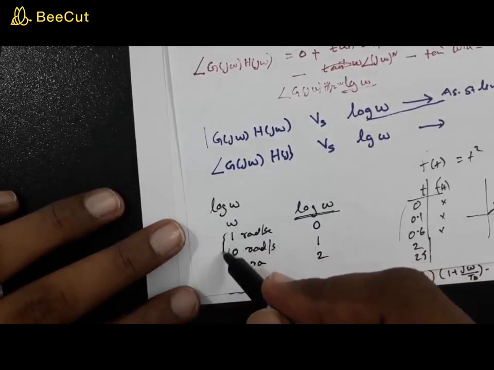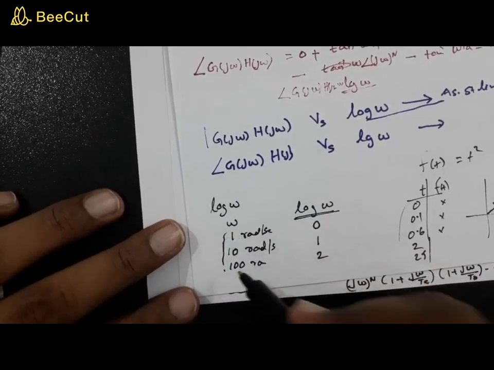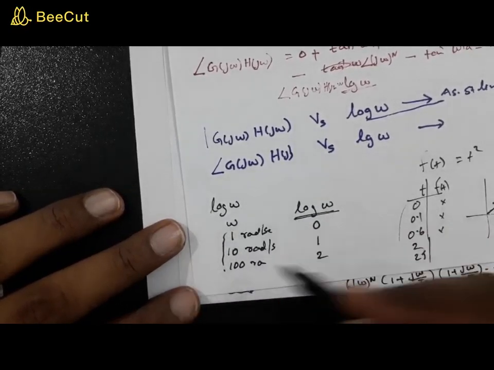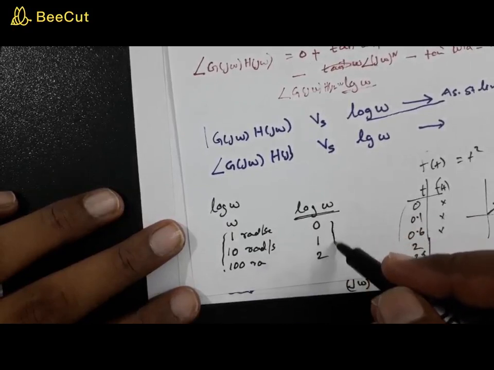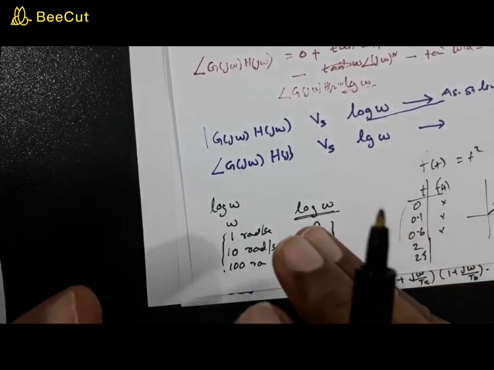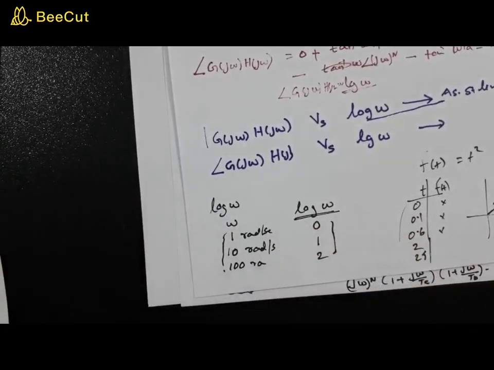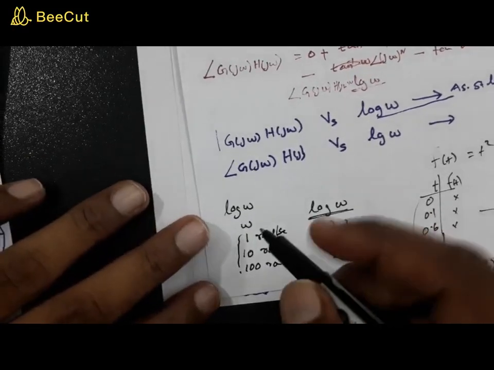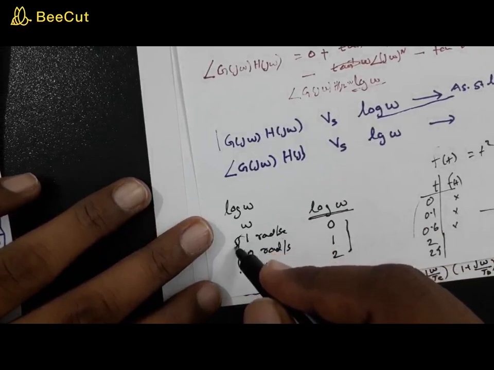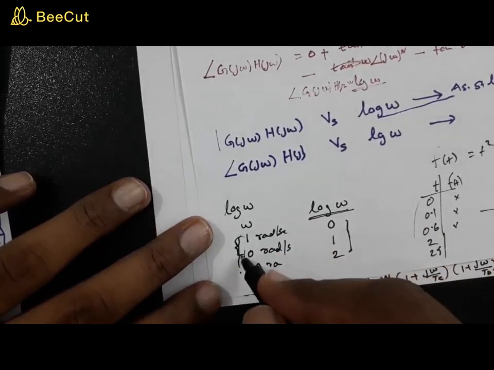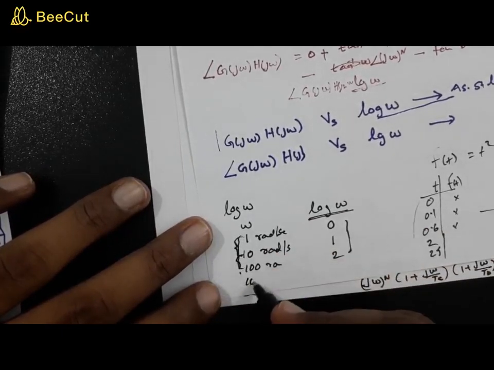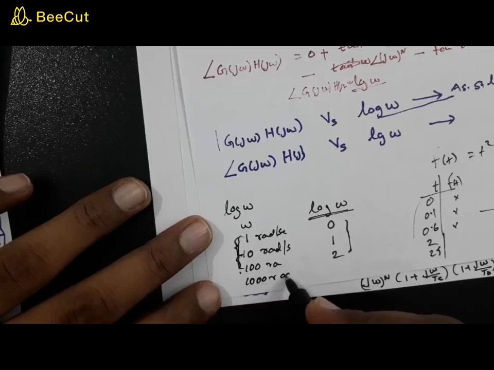Now, this omega is having a great variation from 1 to 100. When omega varies from 1 to 100, log actually varies from 0 to 2. So that's why I told you to accommodate the lower and higher frequencies in a single graph. So now coming to this, look at this variation from 0 to 10. Now 10 to 100.